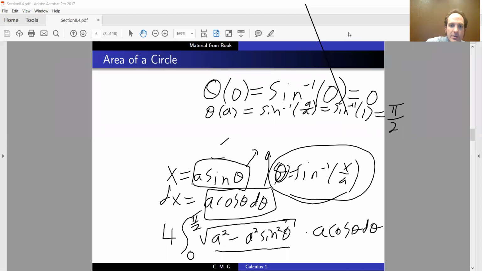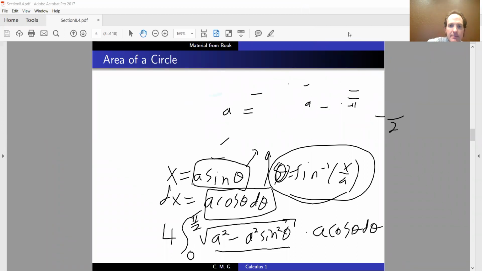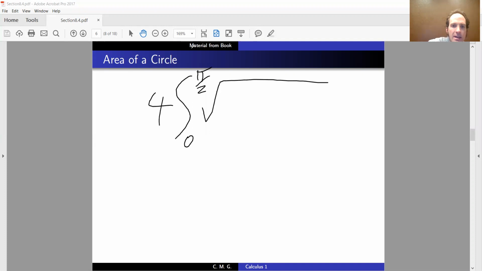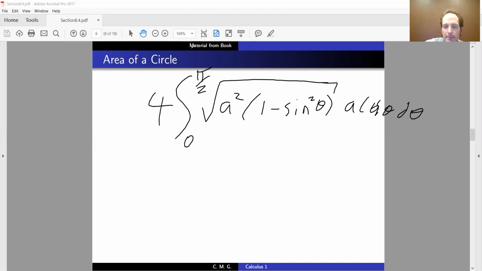And then I'm going to integrate from there. So we're going to take our integral here, and I'm just going to go ahead and clear this all. I'm looking at 4 times the integral from 0 to pi over 2, the square root of a squared, and I've got 1 minus sine squared theta inside, times a times cosine theta d theta outside.